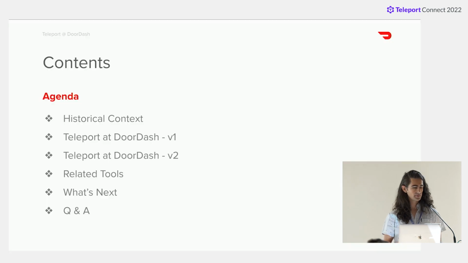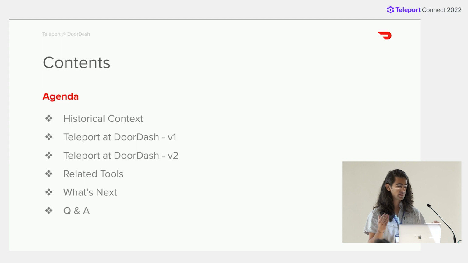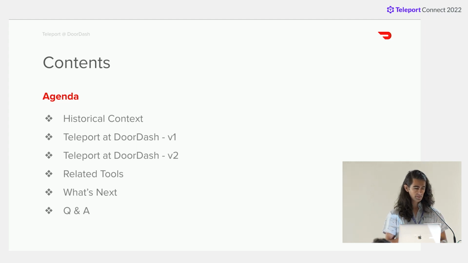So without further ado, a little bit about the agenda here. Want to talk through a little bit of historical context on DoorDash and how we used to manage internal access. Move on to our initial iteration of Teleport at DoorDash and the learnings we got there. Move on after that to the changes we made to our initial setup and how we iterated on our V1. Talk about our tools that we use internally to manage our Teleport setup, and then a little bit about what's next for us in Teleport. Finally, a little Q&A if we have some time.